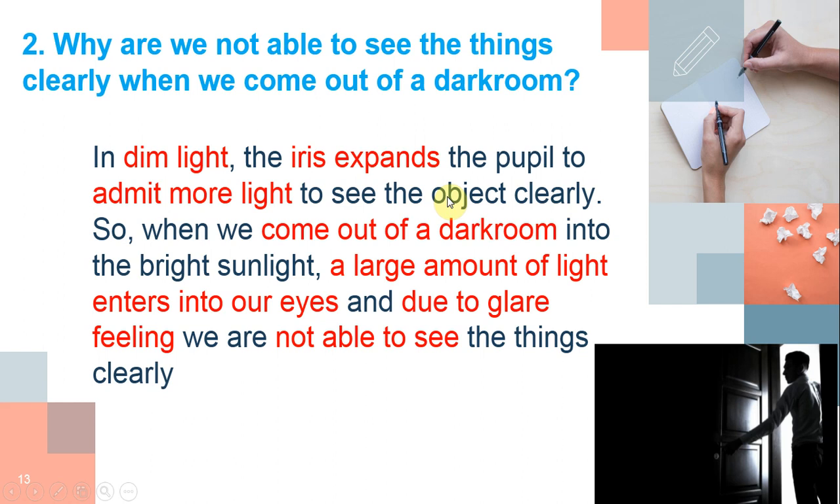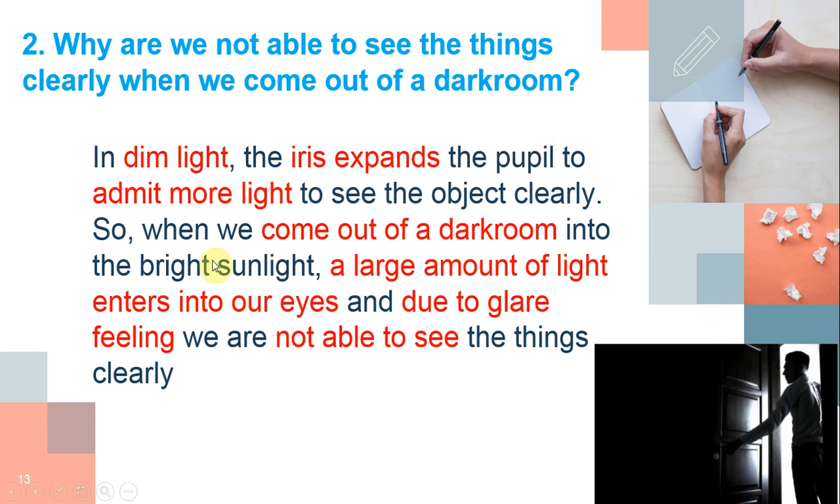And the next question: why are we not able to see things clearly when we come out of a dark room? It's just the opposite of the previous case. So we exit from the theater. In a cinema theater, there is less light, so the pupils admit more light to see objects clearly. But we come out of the theater, that means a dark room, into bright sunlight.